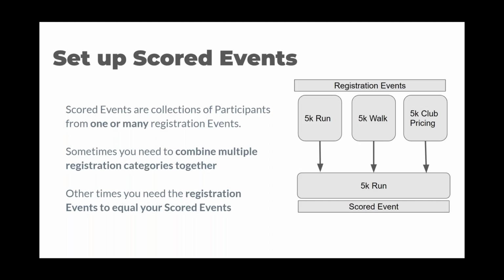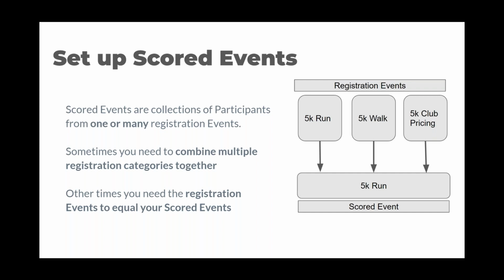So you'll see here on the right a little diagram of what we have going on. We have a 5K run, let's say a 5K walk, and a 5K club pricing that are all getting combined into a single scored event called 5K run. So this basically will drive all of the reports for your race. Typically, if you ever plan on combining registration events together, they have to be in the same scored event.